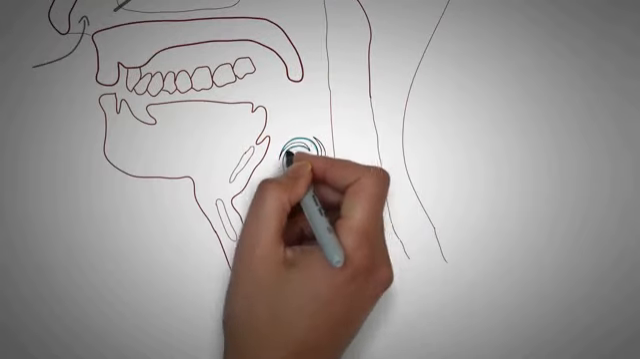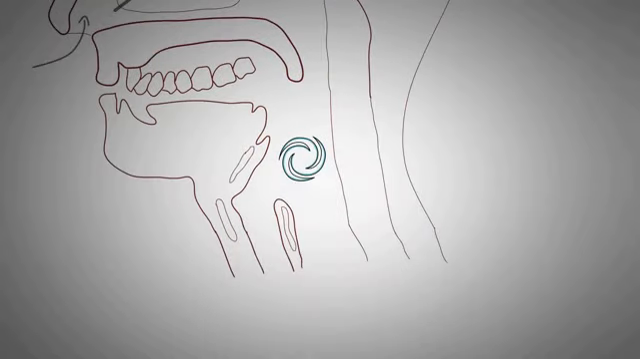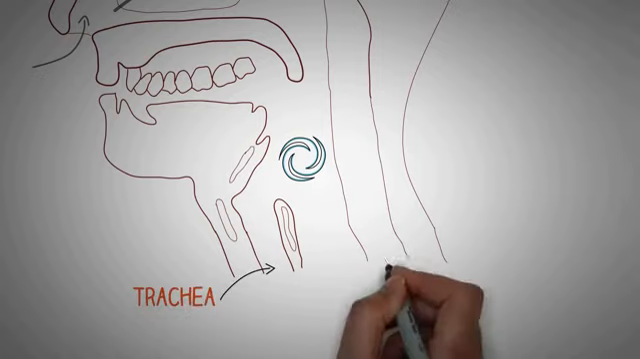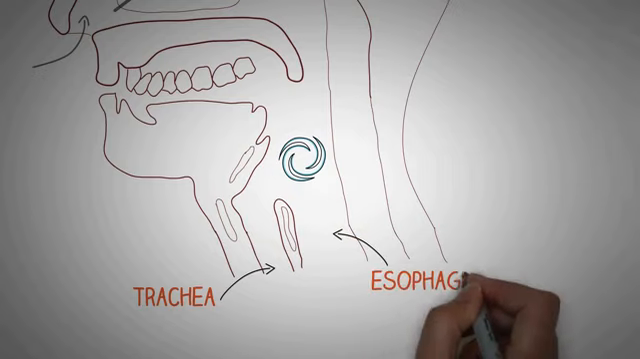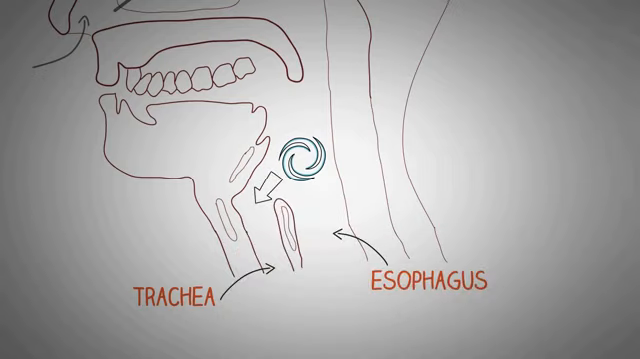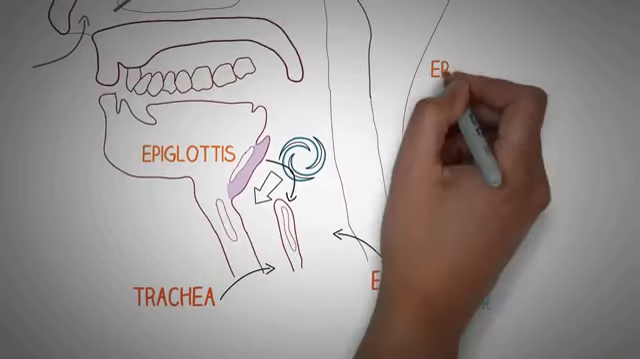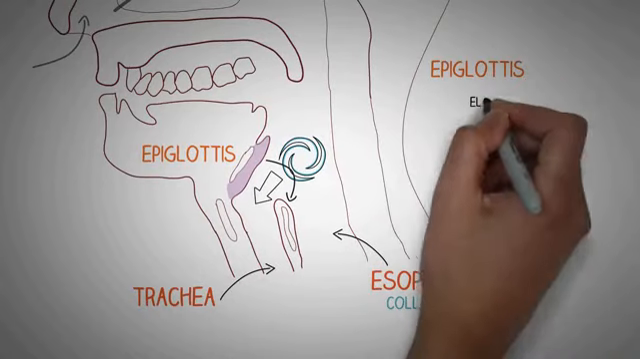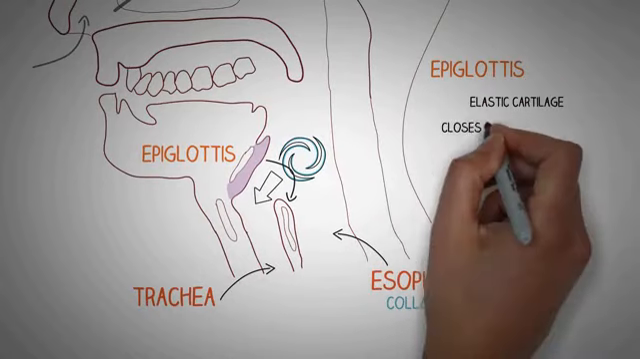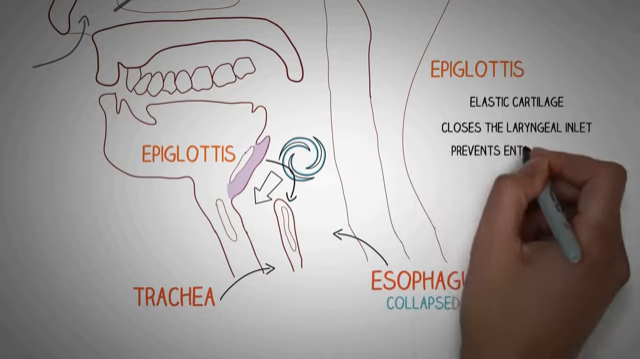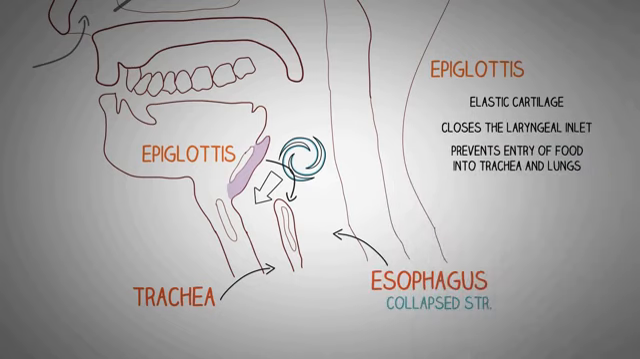When the air reaches the pharynx, it has two important structures where it can go forward. The first is the trachea, which lies in the front, and second is the esophagus, which lies at the back. Normally the air enters into the trachea because esophagus at normal conditions is a collapsed structure. One important structure to note here is the epiglottis. The epiglottis is basically a cartilaginous structure which closes the entry of the trachea and prevents the entry of food. It is an elastic cartilage which closes the laryngeal inlet and prevents entry of food into the trachea and further the lungs.